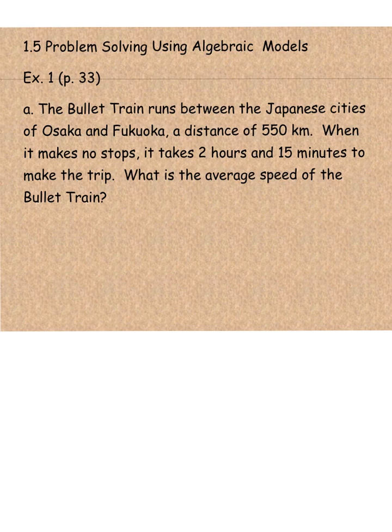So we're going to use the distance formula. Distance is equal to rate times time. So we're going to use the formula D equals R times T. If we look at our word problem, it tells us the distance between the two cities is 550 kilometers. The rate is what we're looking for. We're looking for the average speed of the bullet train, so we'll leave R as R. And the time is given as 2 hours and 15 minutes.